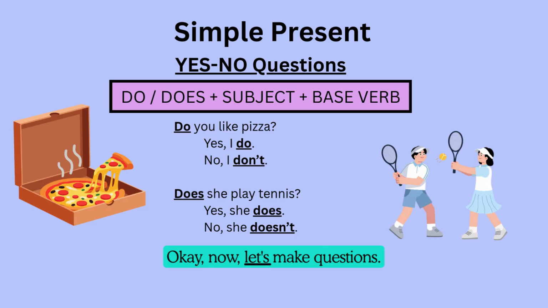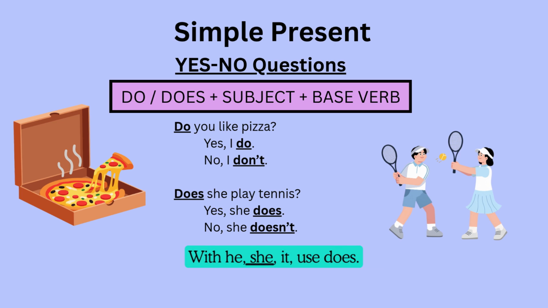Okay, now let's make questions. There are two types. Type 1, yes or no questions. We use do or does at the beginning. With I, you, we, they, use do. Do you like pizza? Answer, yes, I do, or no, I don't.